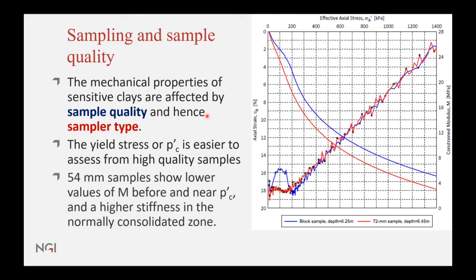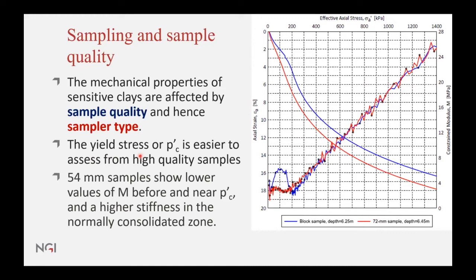where we show the difference between perfect high quality block samples in clay, so a sample that is 250 millimeter in diameter, compared to more standard samples that are taken in consulting projects. So that would be a 72 millimeter piston sample. This is a plot of an oedometer test, constant rate of strain. You have the constraint modulus here with the effective stress. And what we can see is that the yield stress, or the pre-consolidation stress, is much easier to assess from high quality samples than lower quality samples.